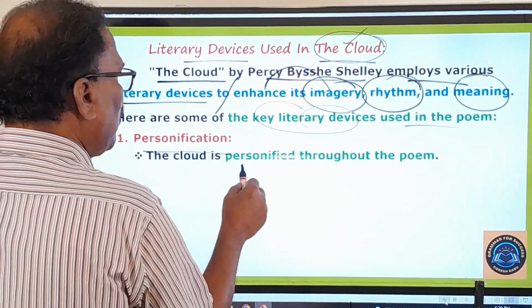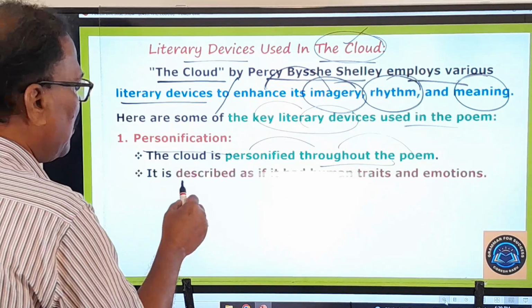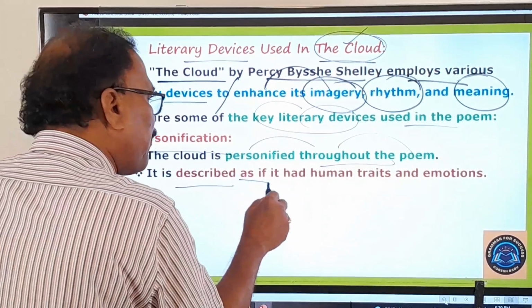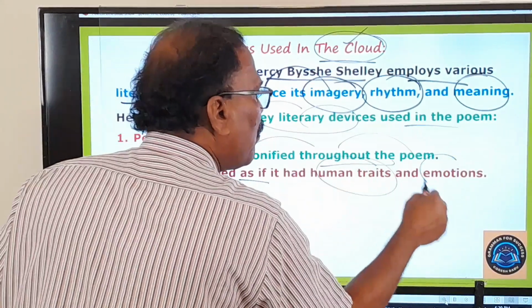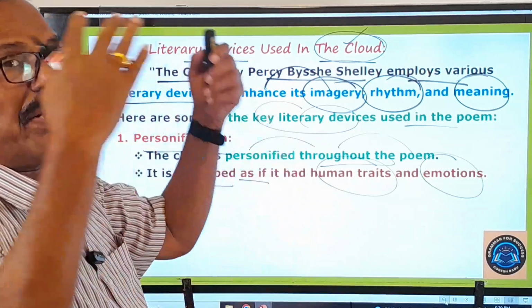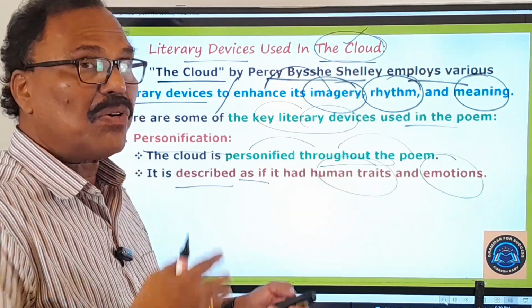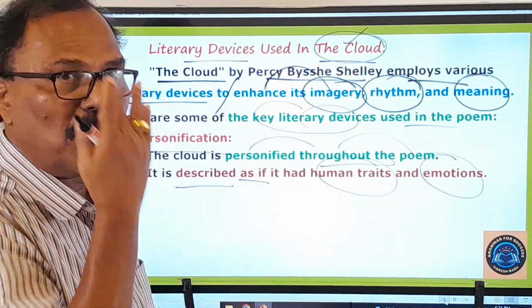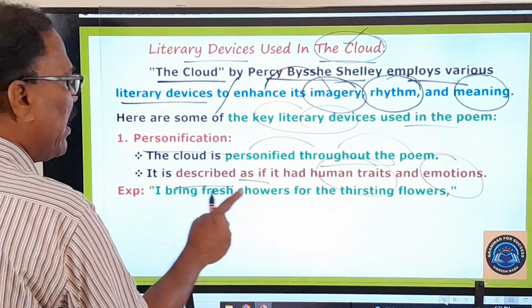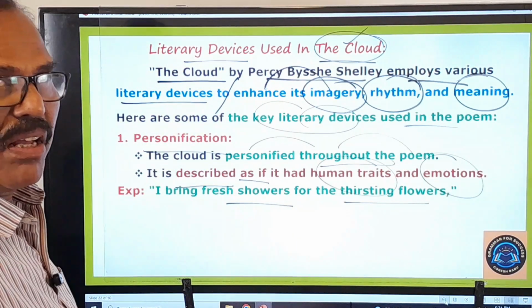And next, the cloud is personified throughout the poem. Already you have learned that. And here it is described as if it had human traits and human emotions, traits meaning qualities. So in that way it was described throughout this poem. A few examples here I would like to give you. I bring fresh showers for the thirsting flowers. You know the meaning of this line.